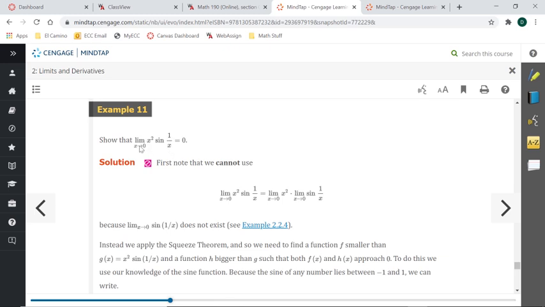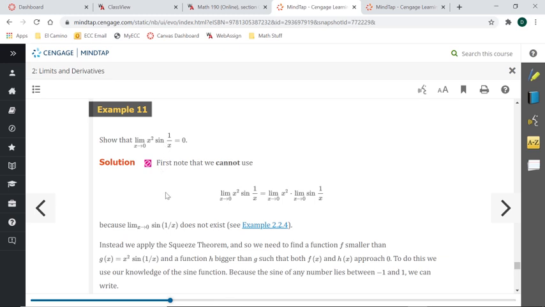1 over x by itself as x goes to 0, recall, does not exist, because if x is positive, then 1 over x is going to positive infinity. But if x is negative, then 1 over x is going to negative infinity, right? So 1 over x doesn't exist by itself. The sine of 1 over x is another issue. We'll take a look at that in a moment.